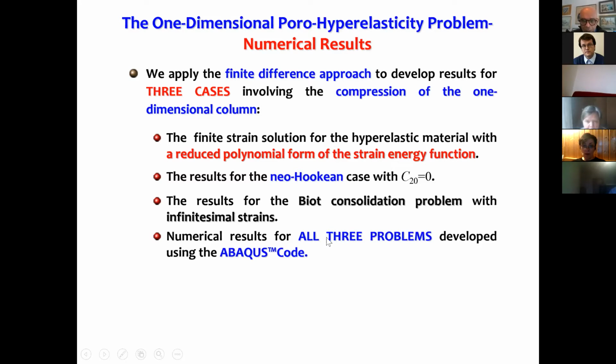The third possibility is really to look at all 3 problems and use fairly robust computational code, which is Abaqus, and that allows us to solve the problem using the computation scheme, which everybody seems to be familiar with these days.